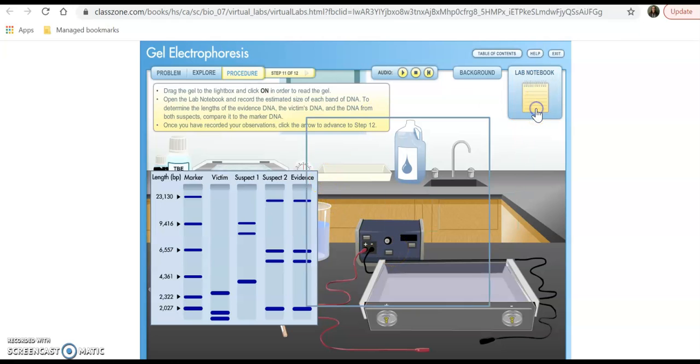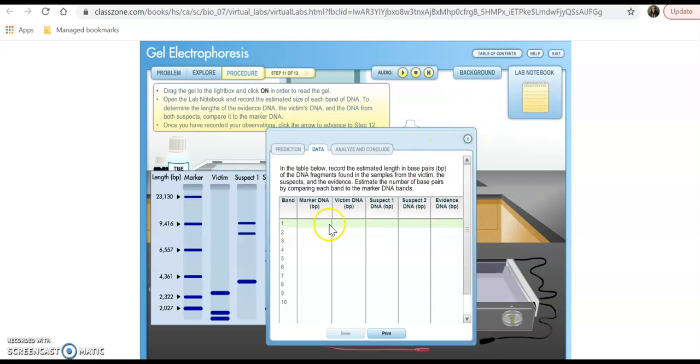Then you guys are going to go into your lab notebook and record the estimate length of base pairs, so that's this number right here, of the DNA fragments found in the samples of the victim, the suspects, and the evidence. Estimate the number of base pairs by comparing each band to the DNA marker DNA bands. That's just one way of saying you're going to use these lines right here to kind of guess what these lines right here are.